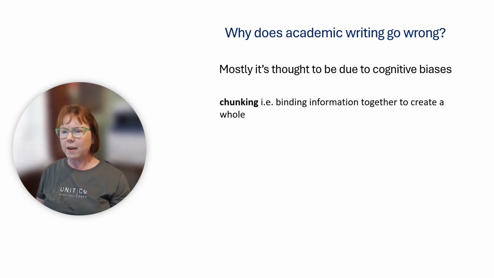The first thing to think about in cognitive biases is chunking, which is not a cognitive bias per se, but it's a cognitive strategy that we all use that introduces problems with clarity. So chunking is when we bind information together to create a whole.